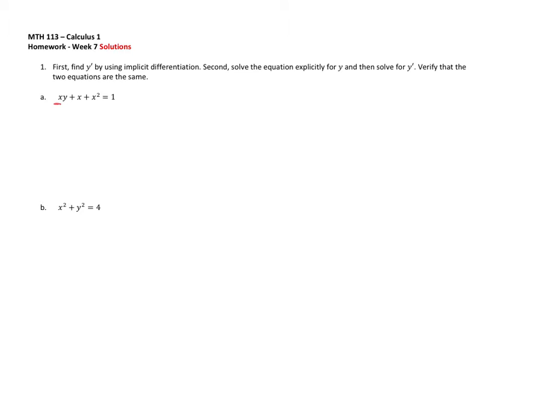I see that I have a product of two functions, so to start with, I'm going to use the product rule. That's the derivative of the first times the second, plus the first times the derivative of the second. I add on the derivative of x, which is 1. I add on the derivative of x squared, which is 2x, and this is equal to 0. We're definitely not going to have enough room to fit all of this in one slide, so I'm just going to move this problem to the next slide.